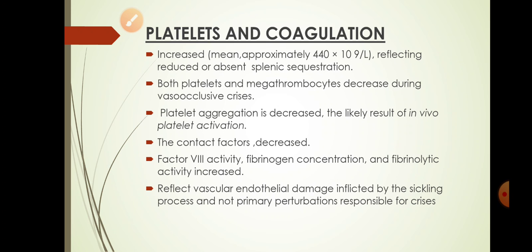Platelets and coagulation. Increased platelet count reflecting reduced or absent splenic sequestration. Both platelets and megathrombocytes decrease during vaso-occlusive crisis. Platelet aggregation is decreased, likely a result of in vivo platelet activation. The contact factors are decreased. Platelet factor 8 activity, fibrinogen concentration, and fibrinolytic activity are increased, reflecting the vascular endothelial damage inflicted by the sickling process and not primary perturbations responsible for the crisis.